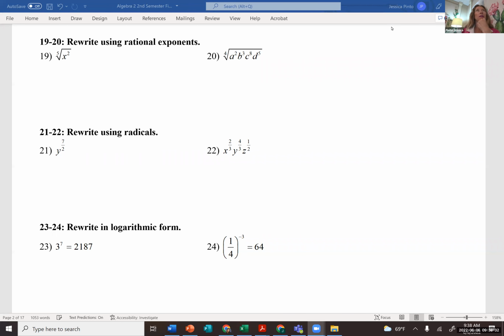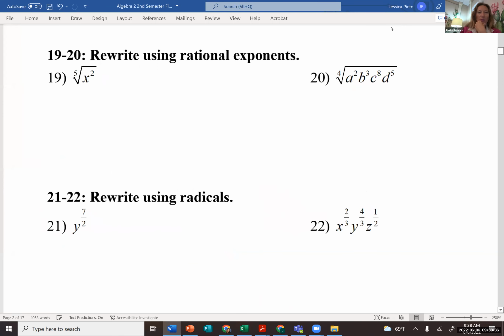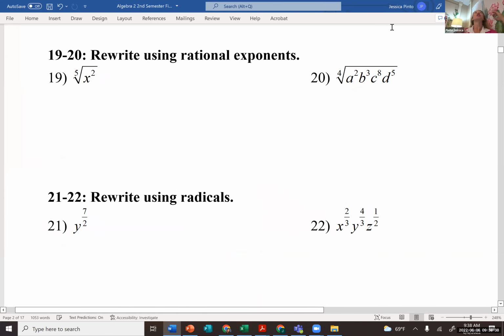Step. So that's what we're doing now. So cool, cool, cool. We're starting on page 2. And question 19 says rewrite using rational exponents, and so does question number 20.